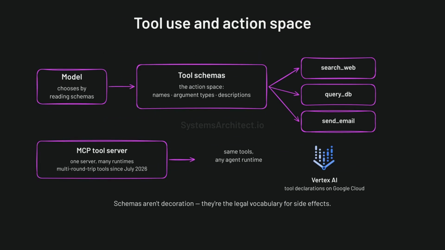Tool use, often called function calling, is how an agent reaches outside pure text. Tool schemas define the action space. They hold names, argument types, and descriptions the model uses to choose correctly. Bad descriptions produce wrong tool selection the same way bad APIs produce wrong client code.